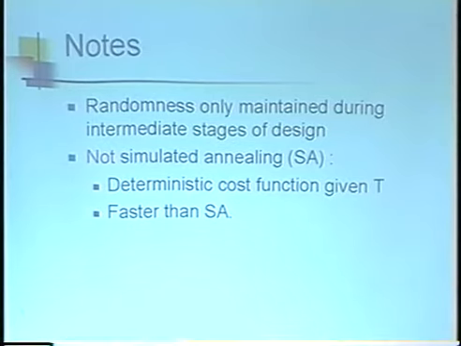Just to remind everybody, randomness is only maintained during the intermediate stages of the design. It's not the purpose the way I presented it here, even though there are possible applications where you might be interested in the intermediate solutions. For example, some clustering applications where you want to consider fuzzy associations. That's another sub-area that I won't really be touching on.